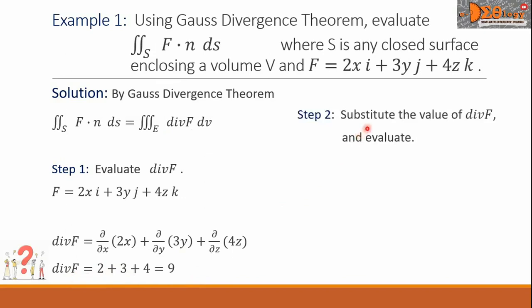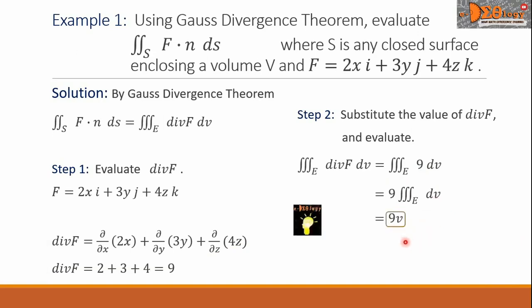Step 2, we substitute the value of div F and evaluate. So we copy the triple integral formula. Let us substitute the value of div F. Since 9 here is a constant, we can move this outside the triple integral. Evaluating now the triple integral over E of dV, we have now 9V. This is the final answer.